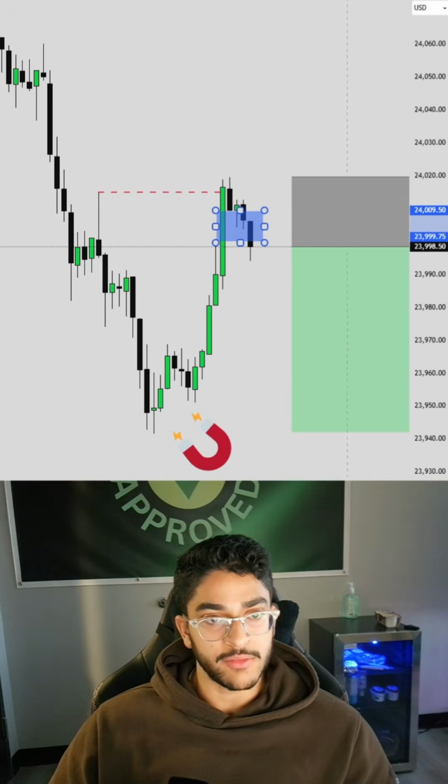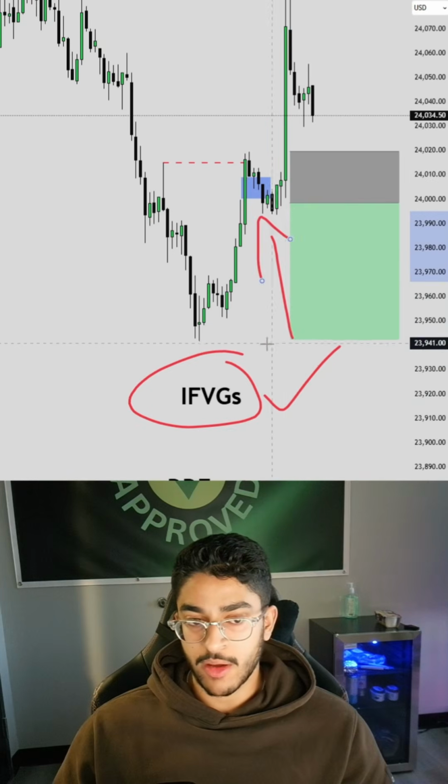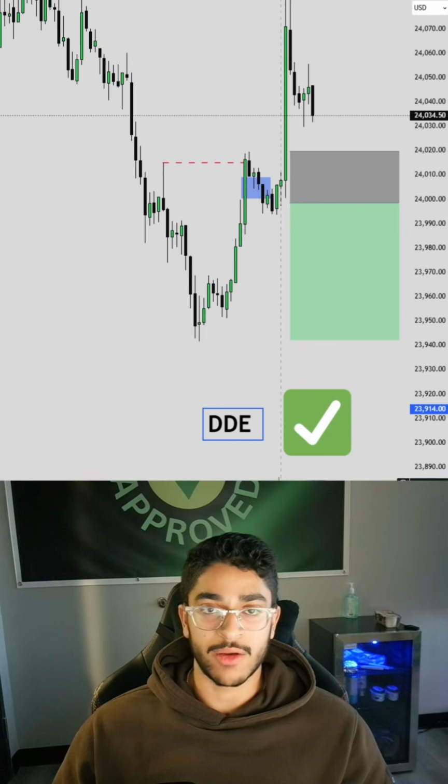Liquidity sweep, IFVG, stop out. IFVGs are great entry models, but as we see in this situation above, they don't always work. The market doesn't care about your IFVG. What it cares about is context and reasoning behind a trade.